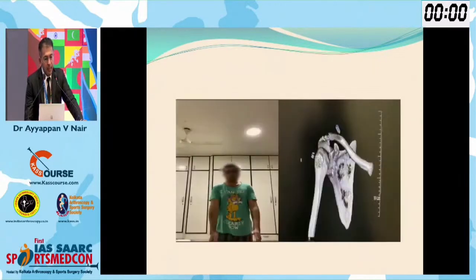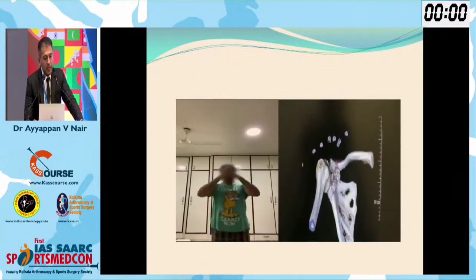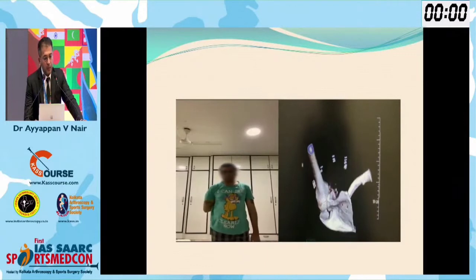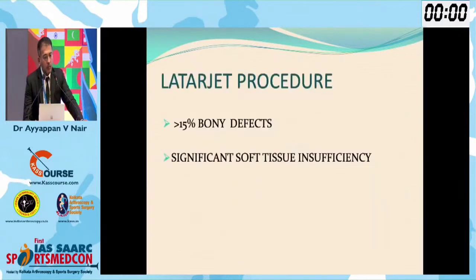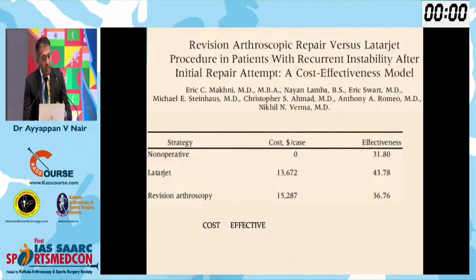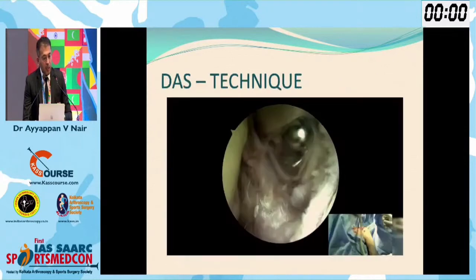These are the results of these patients after 6 months and the immediate post-op CT. The patient has gone back to full range, so this is my procedure of choice. It has excellent results. If you look at recurrence and all, it's excellent with the arthroscopic Latarjet. If you're doing open Latarjet, it's much cheaper and has better clinical scores.